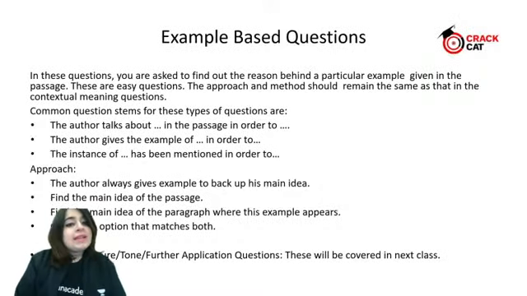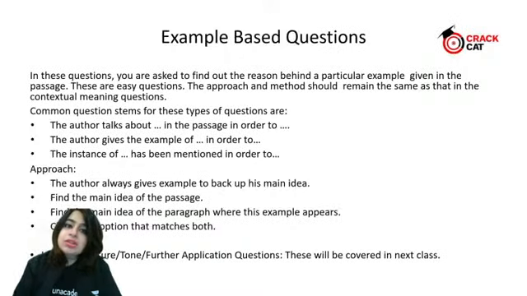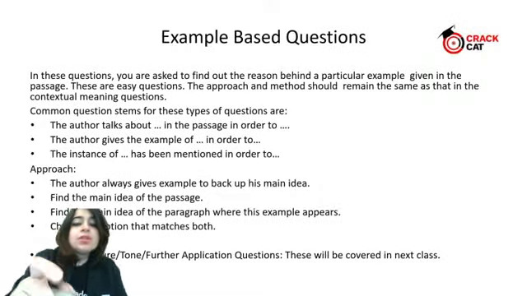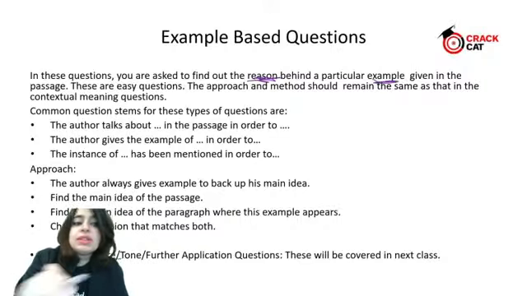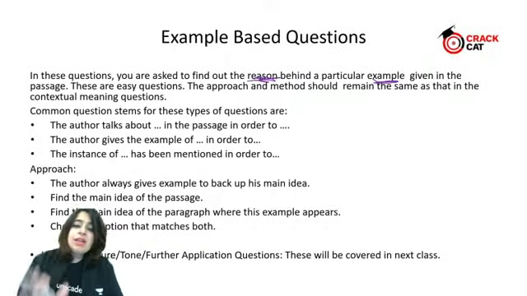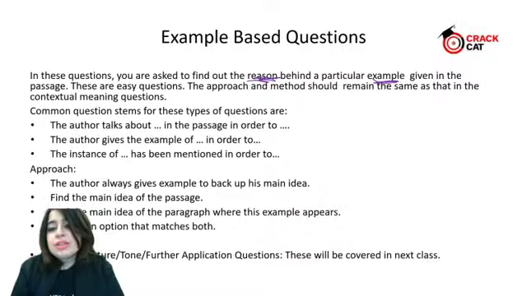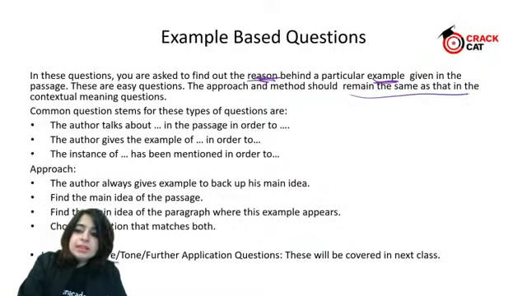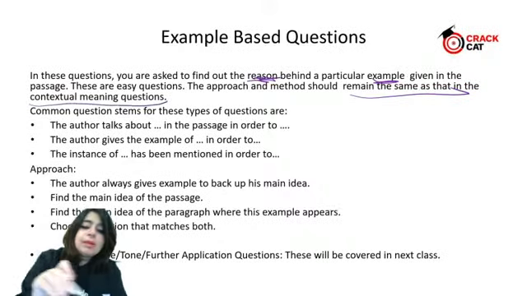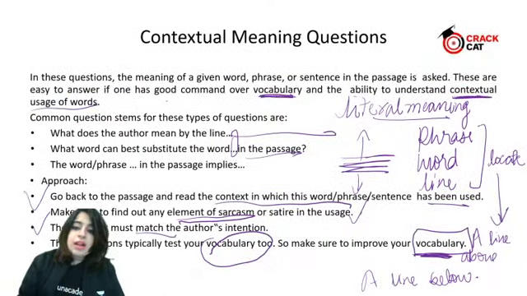All right, let's look at the next question type. The next question type is example based questions. Now, what are these example based questions? You are asked to find out the reason behind a particular example which is given in the passage. These are more or less very easy questions, but here the approach and method should remain the same as in the contextual meaning questions, the ones that we have just targeted.